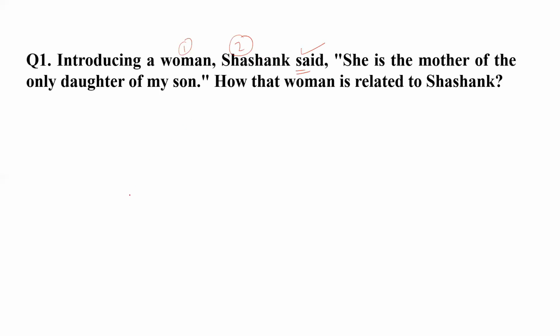So whoever is saying something, you shall write his name on the left hand side. Like I am writing the name of Shashank on the left hand side. And the second party about whom something is being told, you have to write its name on the right hand side. So this is the party, this is the woman. Shashank is telling something regarding the woman, so that's why I have written the name of the woman on the right hand side. So this is how you should begin with solving these kinds of questions.